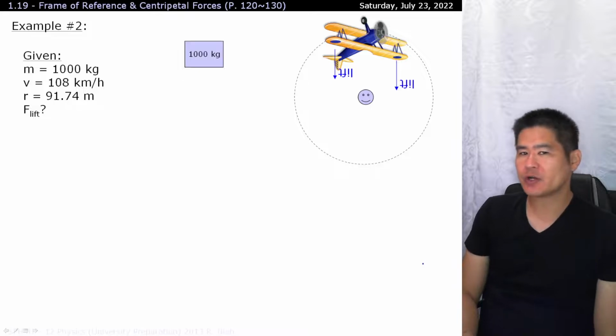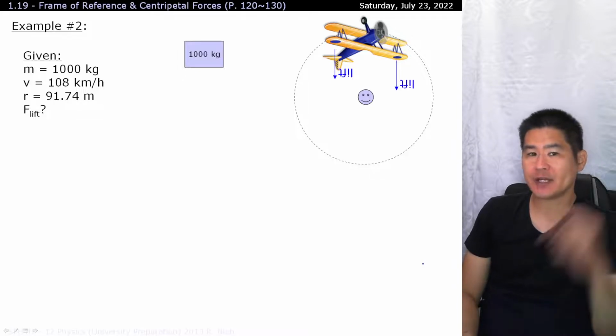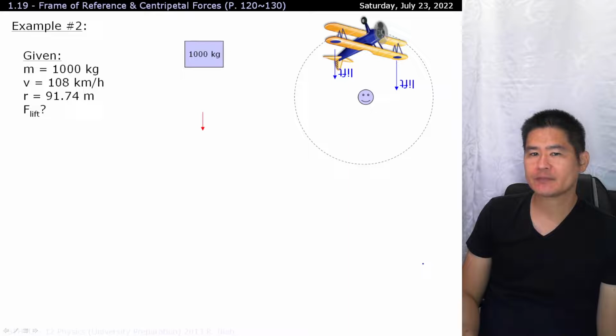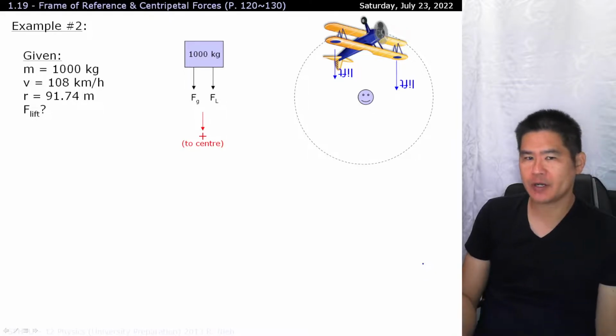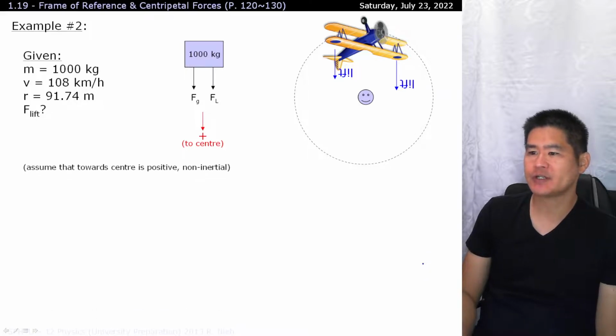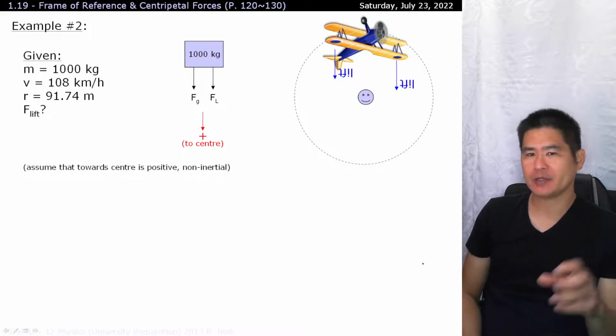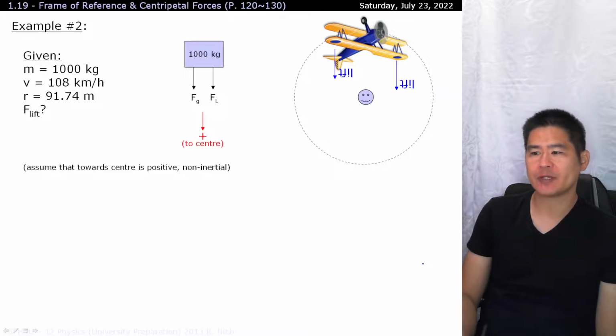Okay, so when we draw our free body diagram now, this time around we're defining downwards as positive. Okay, and we have two downward forces. We have our lift force and we have our gravitational force. Remember, with all force problems, you always need to start off with a free body diagram. All right, so this is our diagram for the plane, at least when it's at the top of its orbit.